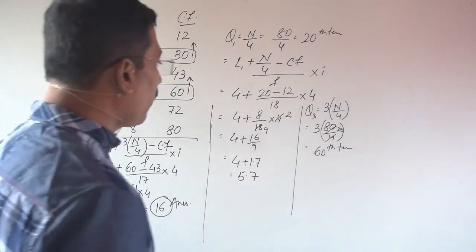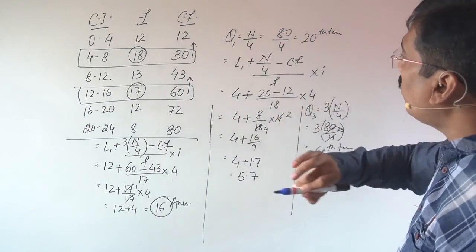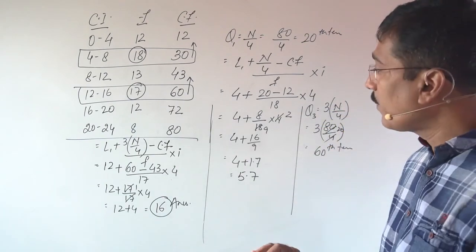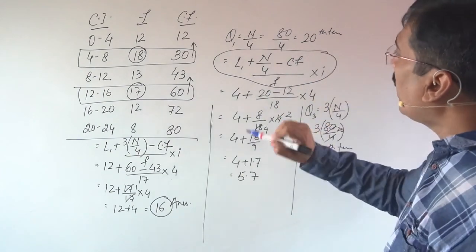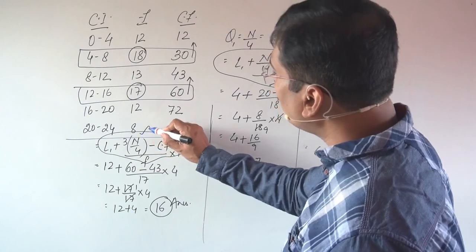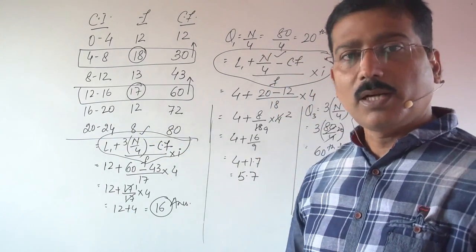Any doubt? Is there any doubt for any students? In Q1 there will be n by 4, and in Q3 there will be 3n by 4. The formula will be the same for Q1 and Q3. The only difference is that here it is 3n by 4 and here it is only n by 4. Clear? Start.